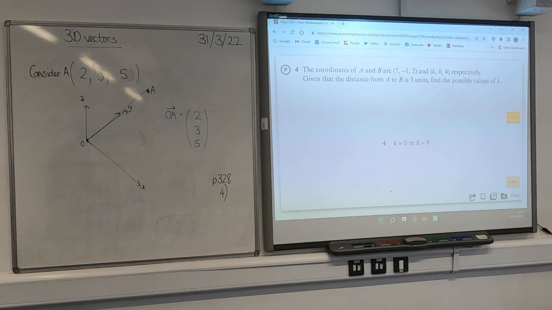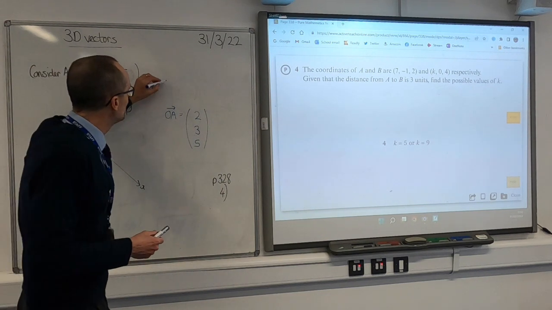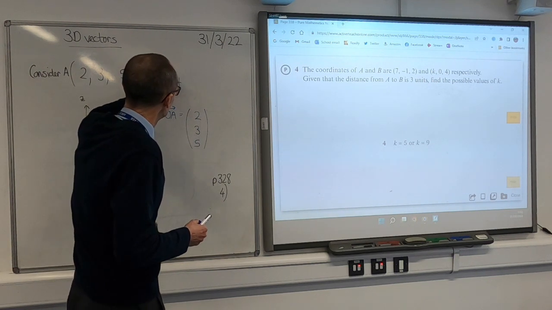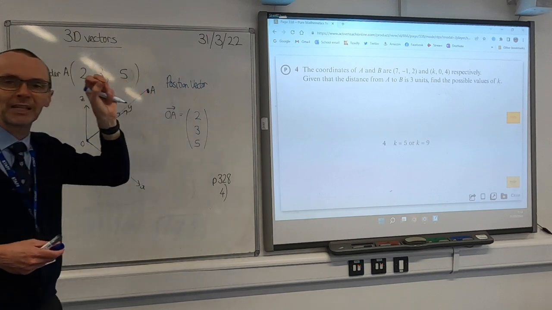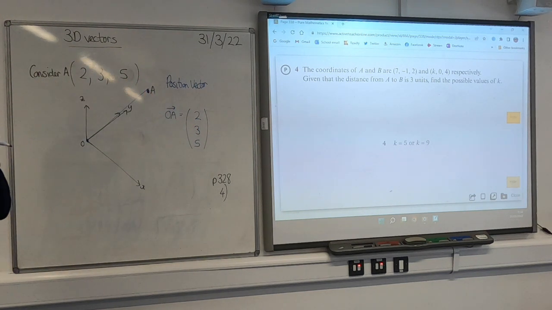The rotation through 90 degrees. But that's it. That's it. And this is a particular sort of vector. This is a position vector which describes a fixed place in space. It describes how you get from the origin to a point.